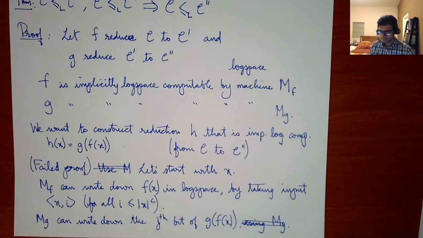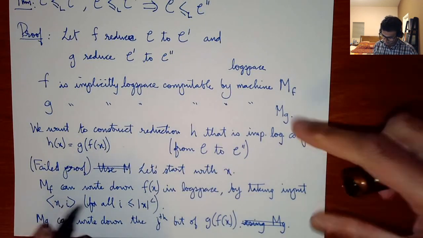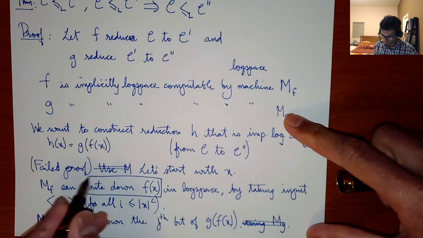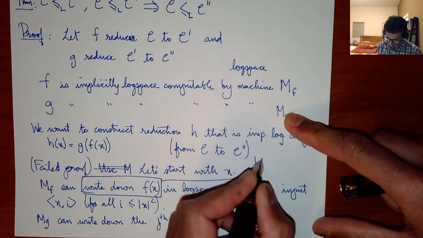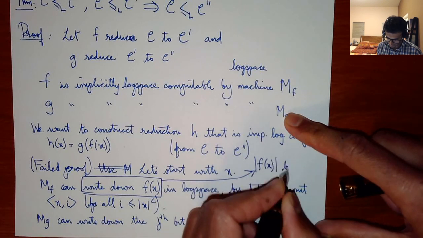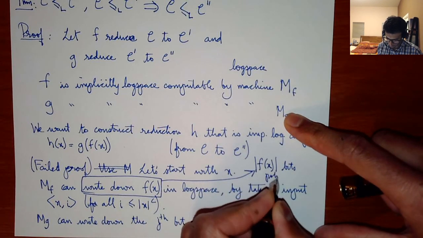Well, you seem to be getting towards something but not catching the main point. So is the main point that writing it all down might be too expensive? Writing what all down? Writing all the bits of f of x. Exactly. You have to write down f of x for this argument. Oh, I see. But that requires this many bits. That's polynomial.